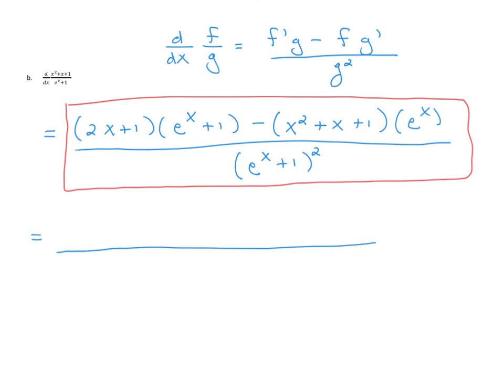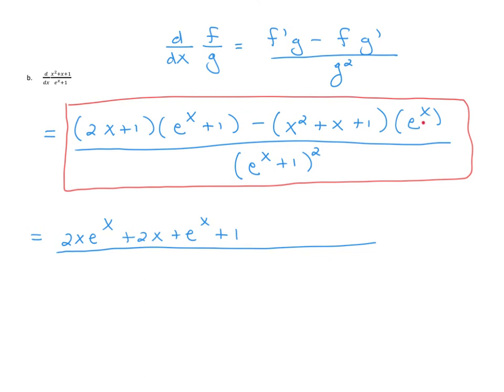We get 2x times e to the x. That is 2x e to the x. We then have 2x times this 1. That is plus 2x. It's great. Okay, then I multiply in this 1, so I get e to the x and another 1. So I'll put plus e to the x plus 1.